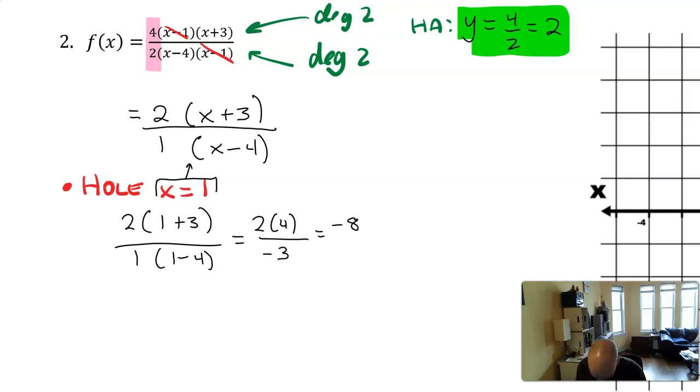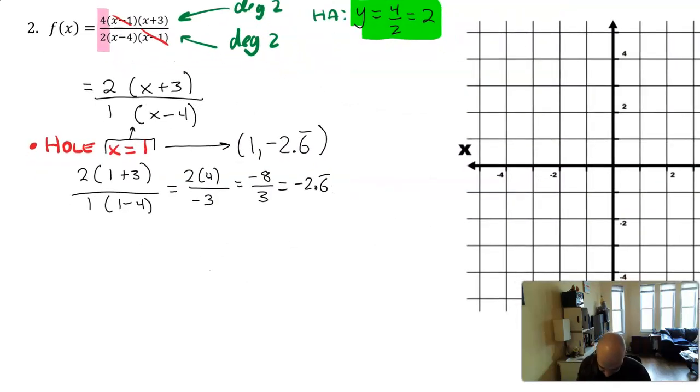So that's negative 8/3, which is about negative 2.6 repeating. So I know there's going to be a hole at 1, negative 2.6. That's the location of the hole. Now we're doing zeros next. So the zeros will be at x equals negative 3, because those are the zeros of the numerator.